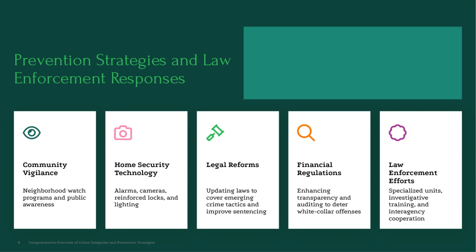On the legal side, it's important to update laws to address new and emerging crime tactics, ensuring that sentencing remains effective and appropriate. Financial regulations also need to be strengthened. By improving transparency and auditing processes, we can better deter white collar crimes, which often rely on exploiting loopholes. Lastly, law enforcement agencies themselves must adapt by developing specialized units with focused training and fostering cooperation between different agencies. This multifaceted approach is essential for staying ahead of crime and protecting our communities.